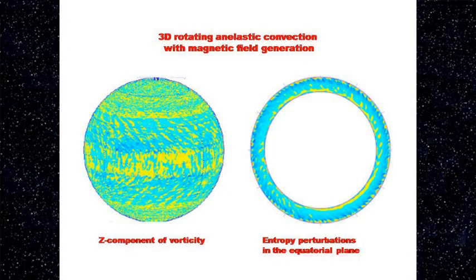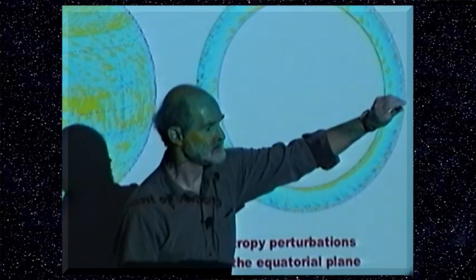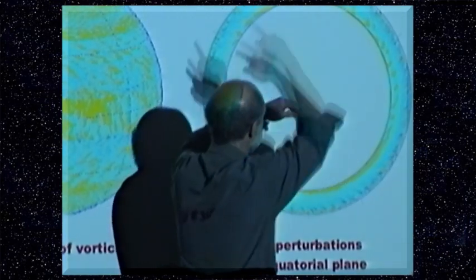Okay. Here's another snapshot. I'm not sure what this is going to tell you. This, again, is the Z component of the vorticity, showing you some of the patterns in the equatorial region. Mid-latitude is very different. The pole is very different. This is the equatorial plane, so the rotation axis is in this direction now, and the planet is rotating this way.